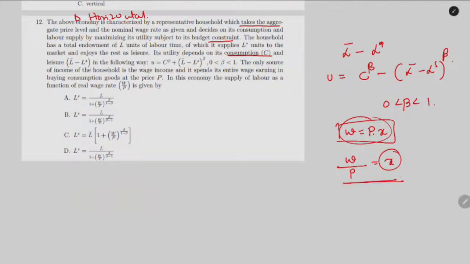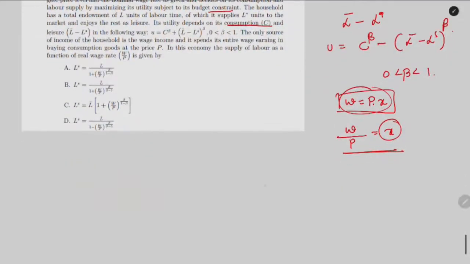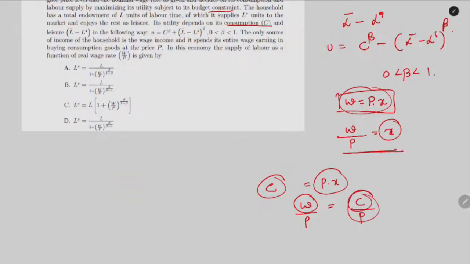Here we are going to do one thing. The consumption C is P into X, so C by P equals W by P. But I don't want that one.